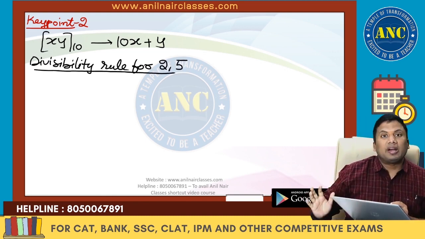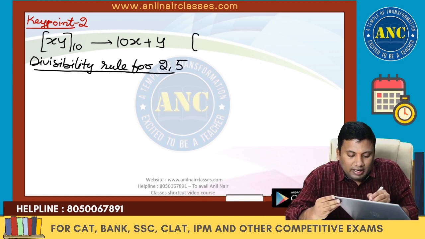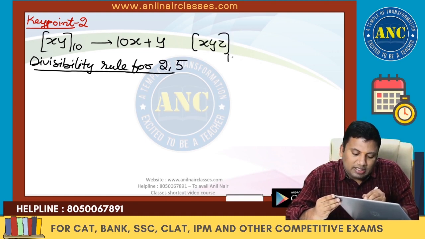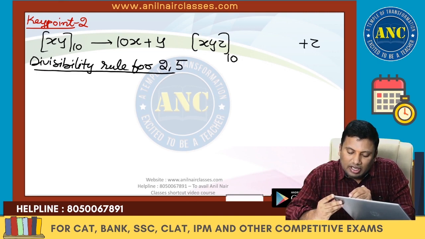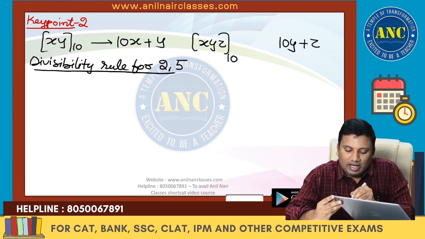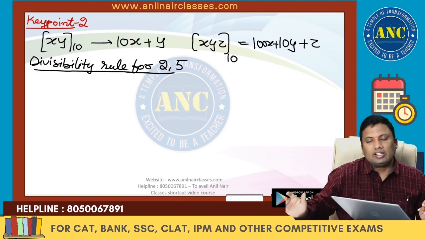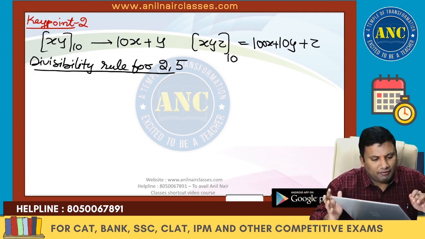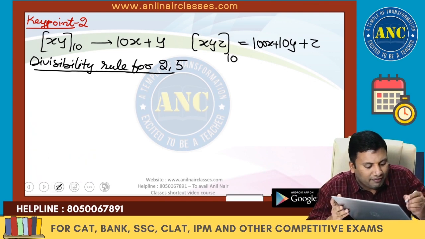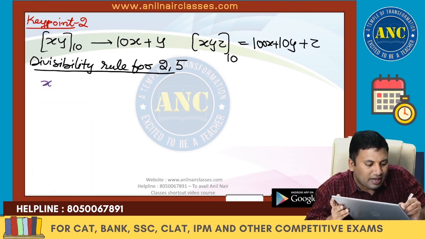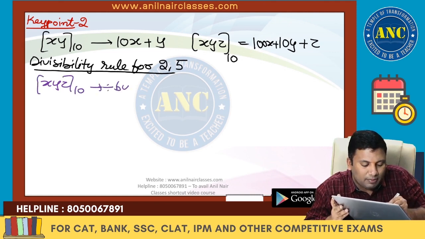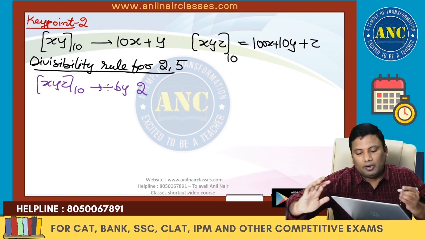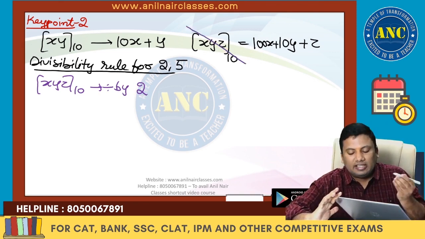I took a 2-digit number XY in base system 10. Let me take a 3-digit number XYZ in base system 10. Z is in the units place, Y is in the tens place, X is in the hundreds place. So XYZ in base system 10 is 100X plus 10Y plus Z. Listen carefully: suppose XYZ in base system 10 is divisible by 2, that means the left-hand side is divisible by 2.